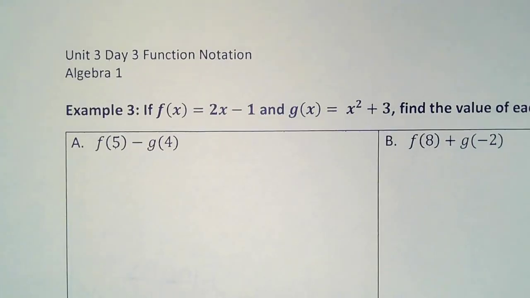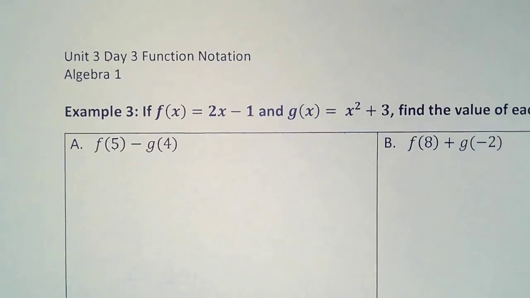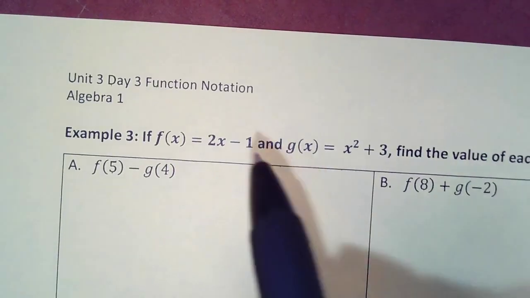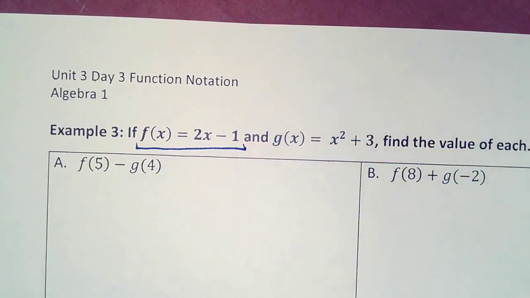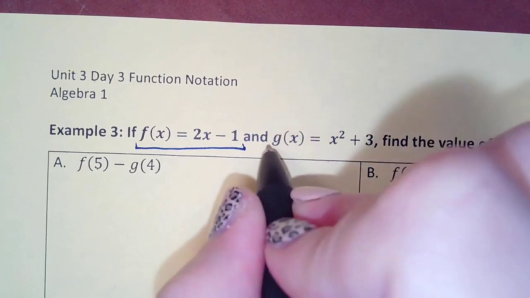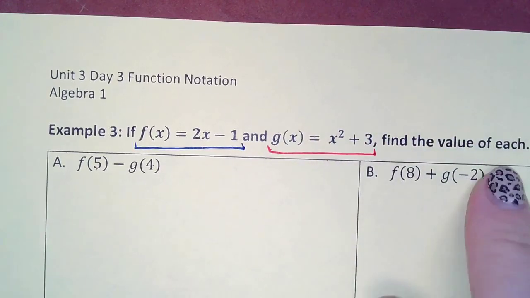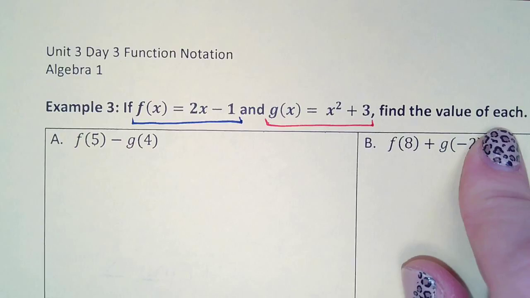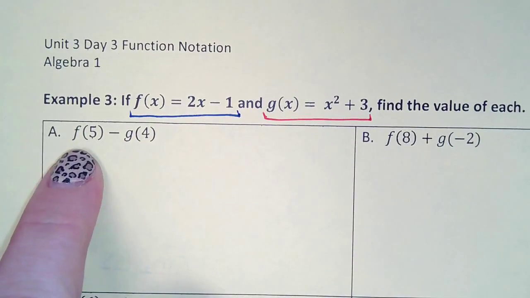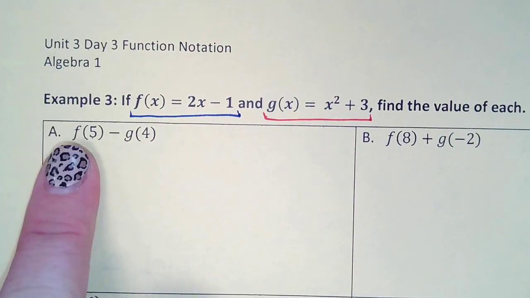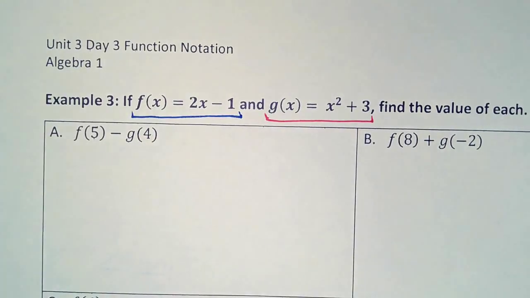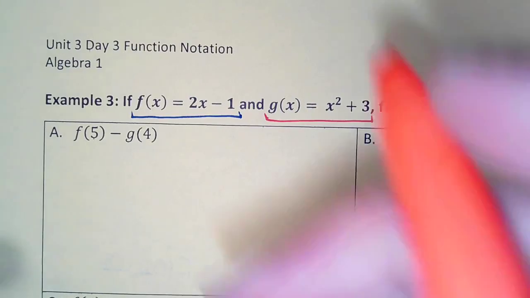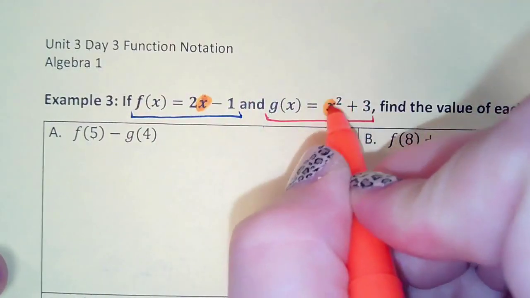Okay, Unit 3, Day 3. Let's go on the back side. So right now I'm giving you two functions, f of x and a g of x function. It says find the value of each. So this time I'm going to be doing two things. First I'm going to do f of x, then I'm going to do g of x, and then I'm going to subtract the two things. So let's start plugging in. We're going to look at our equations and we're going to plug x in for both of these pieces.